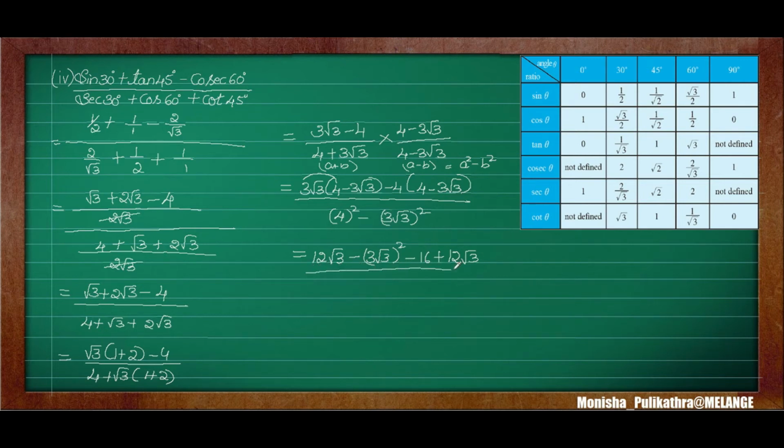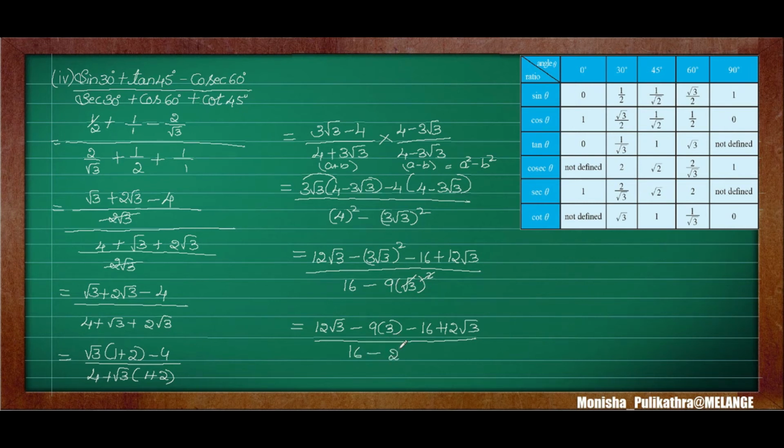Okay. So next, 4 square is 16. Here minus 3 root 3 whole square is 3 square and root 3 whole square. 3 square is 9. Root 3 whole square, the square and root cancel. Okay. So the remaining is 12 root 3 minus, here also 9 into 3. Here root and square get cancelled. 3 square is 9. Root and square get cancelled. The 3 will be remaining. Minus 16 plus 12 root 3. Divide by 16 minus, here 3 is remaining.